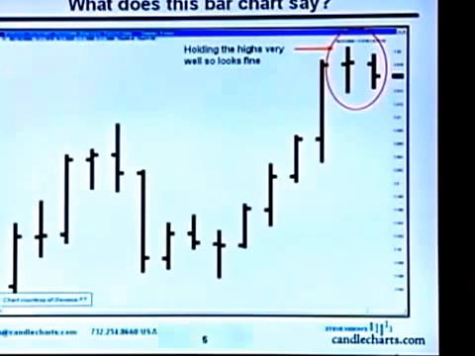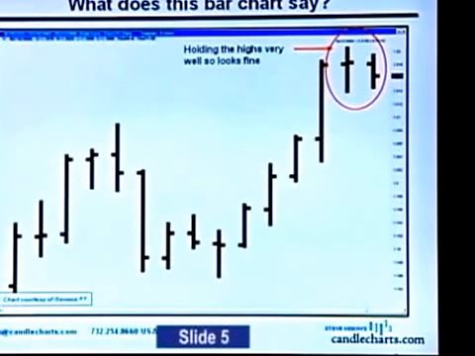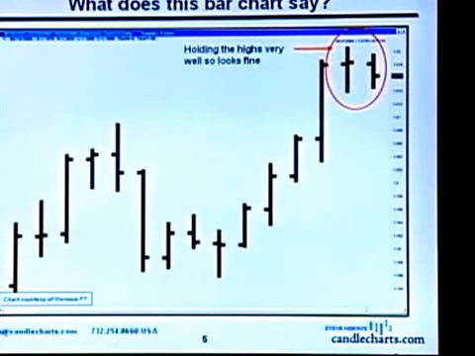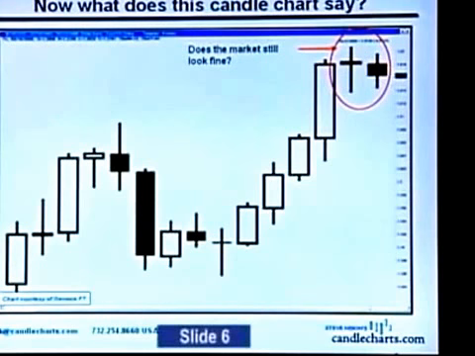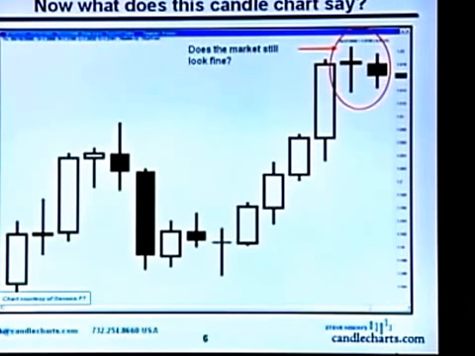Okay, here we have a bar chart, and based on this bar chart, the market looks fairly healthy. It's holding the highs very well. No reason for caution. Now, we take the same data as this bar chart and convert it into a candlestick chart. Remember, we use open, high, low, and close. See the different visual representation we're getting? Although the market's holding the highs very well, is it doing so with long white real bodies or with spinning tops and doji? Obviously the latter, correct?